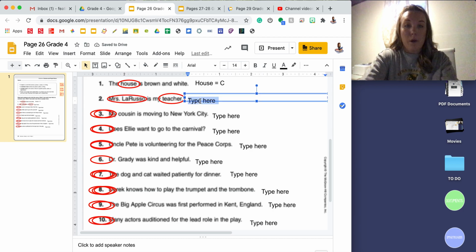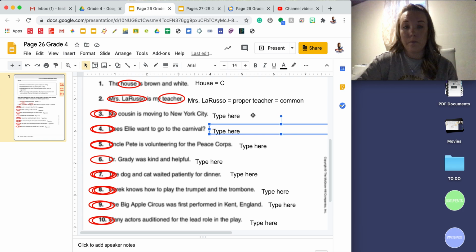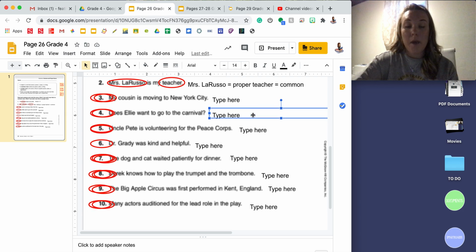In the text box, I'm going to write Mrs. LaRusso equals proper because it's a name, it's a specific person. And teacher equals common because teacher is just any teacher. It's a common noun. You will finish this page with the same directions for 3 through 10.